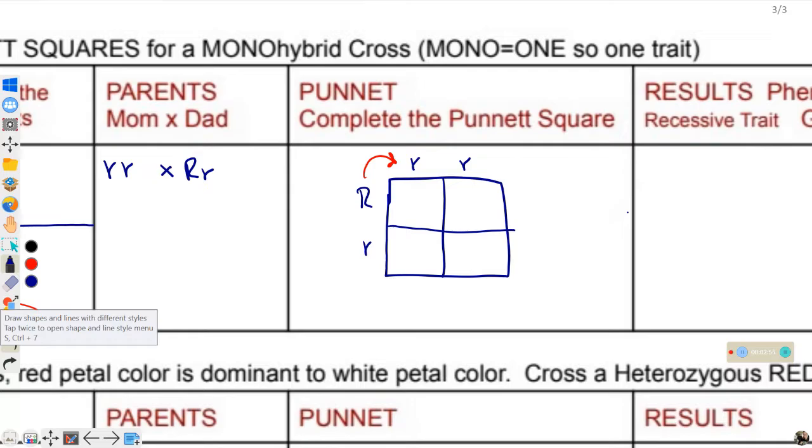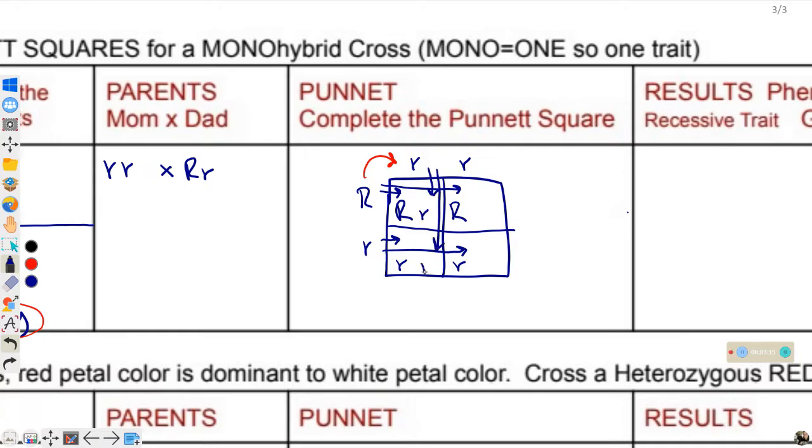Now we're going to distribute these R's. So this big R is going to come in this box and in this box. So we have a big R here, big R here. Okay, then we're going to take our little r. It's going to go here and here. Little r, little r. Now let's do the top ones. Little r is going to come down here and down here. And again, little r is going to come here and down here. All right. Punnett square is filled out.